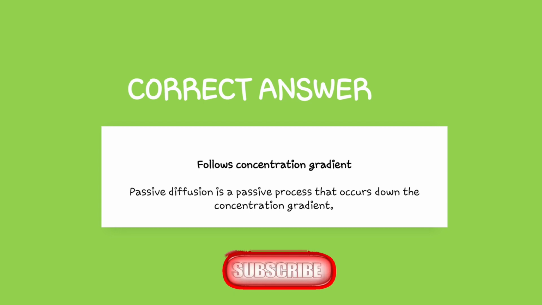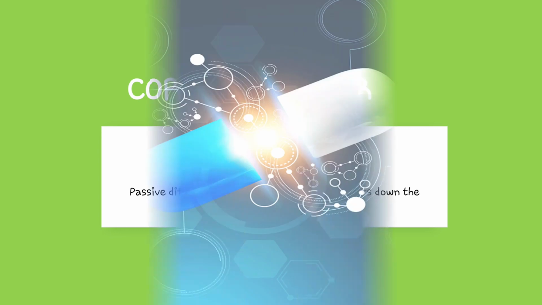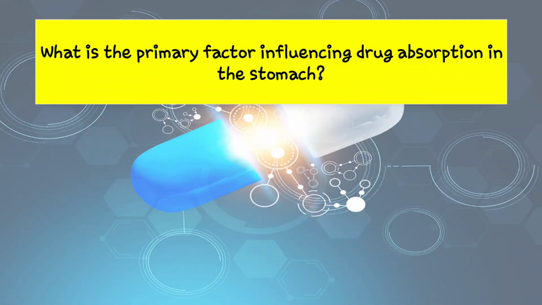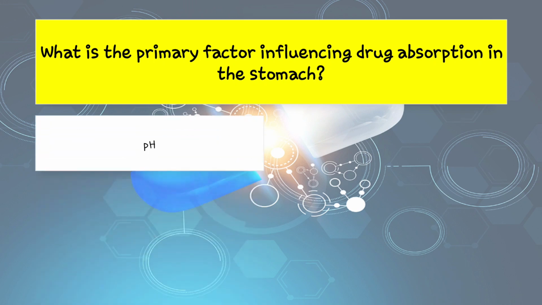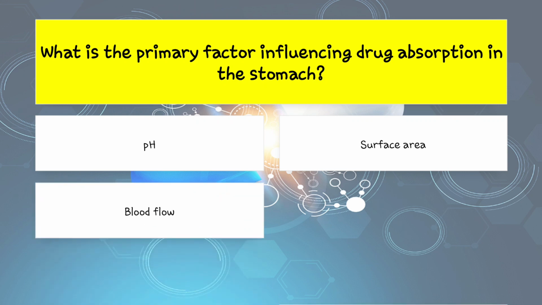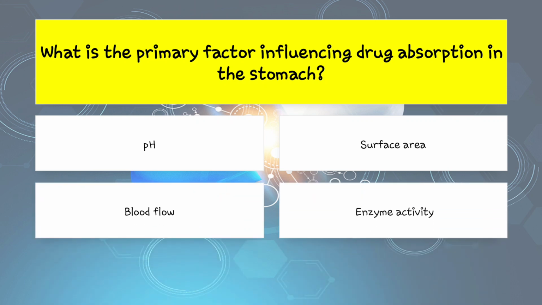Moving to the next question. The question is, what is the primary factor influencing drug absorption in stomach? And the options are pH, then surface area, blood flow and enzyme activity. So you can think for the correct answer.